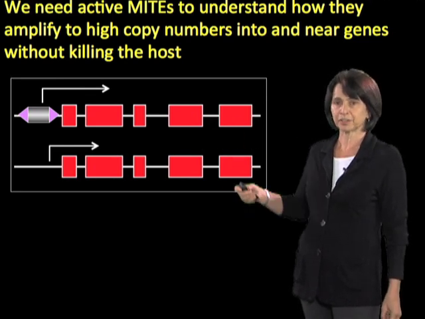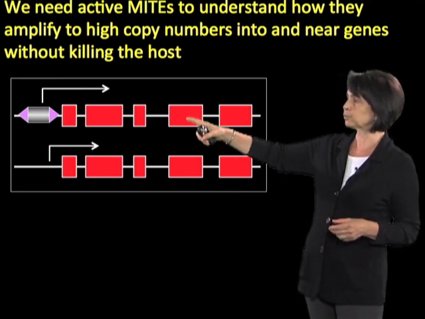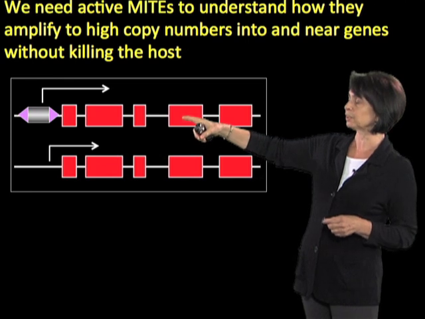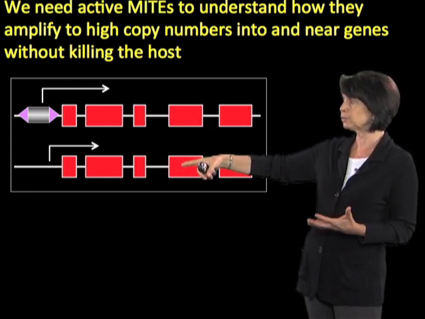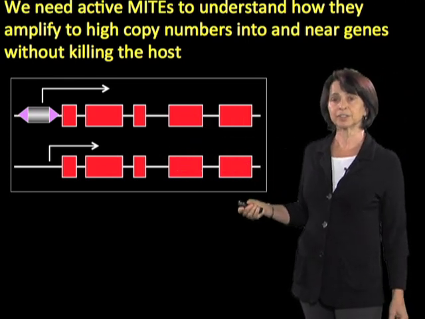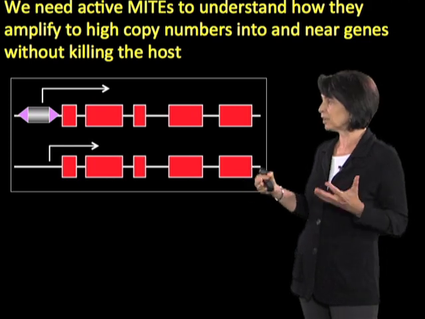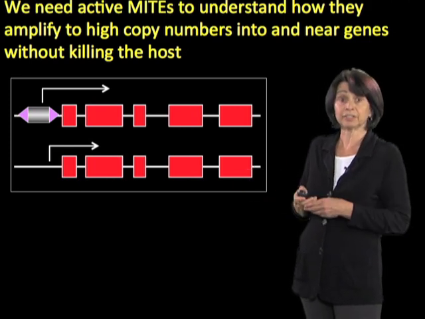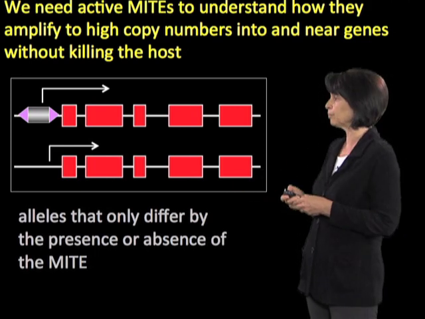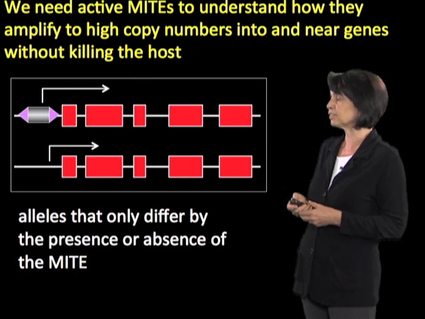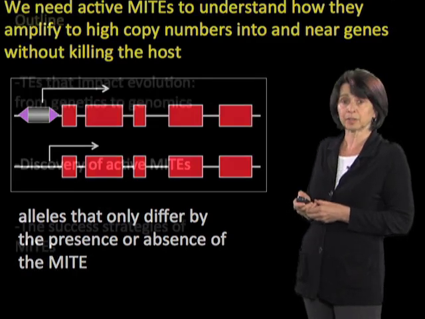Then we could compare the two genes and say, okay, if this one, for example, is expressed in the roots and the leaves, and this one is just expressed in the roots, we could say that the mite sequences allowed this gene to be expressed in a different tissue. It diversified its expression. Okay? So we want alleles that only differ by the presence or absence of the mite.